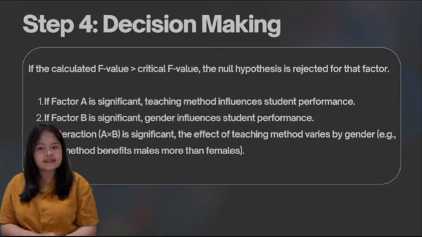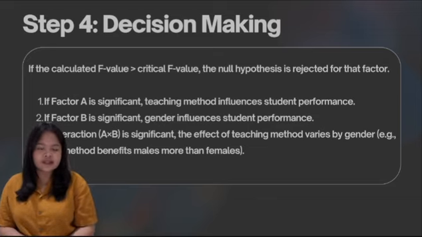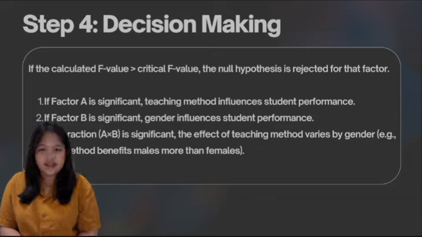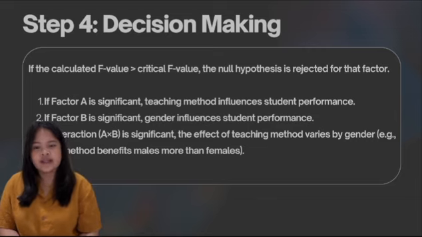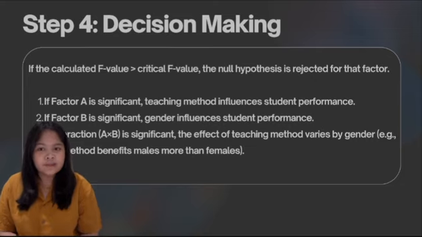Next is step 4, which is decision making. In this step, we decide whether to accept or reject the hypothesis. First, if the calculated F value is greater than the critical F value, we reject the null hypothesis for that factor. And second, if it's smaller, we fail to reject the null hypothesis.